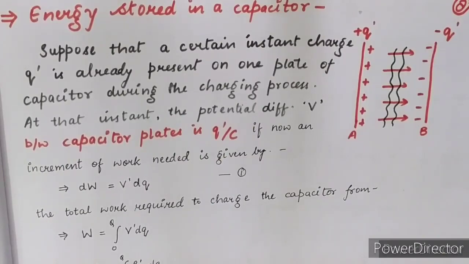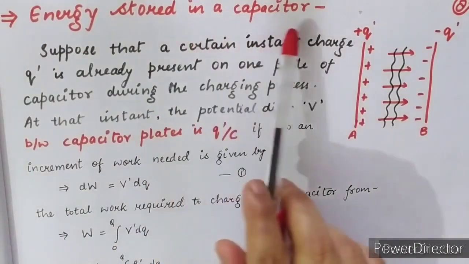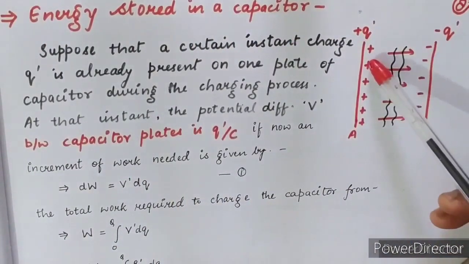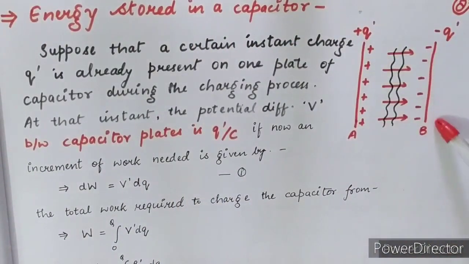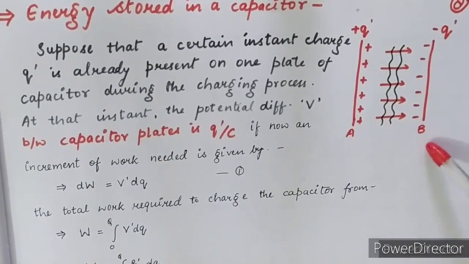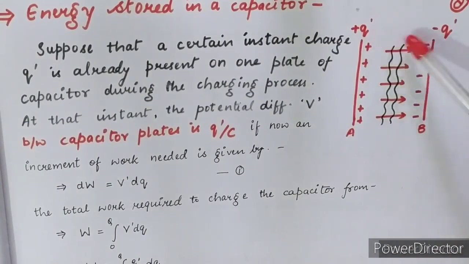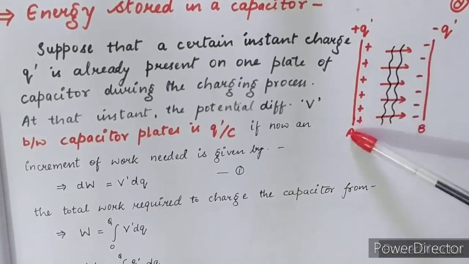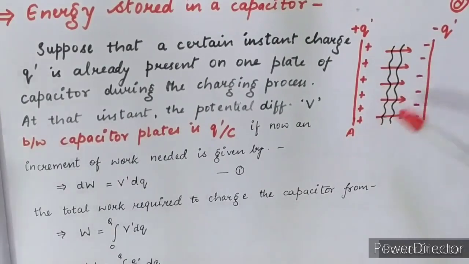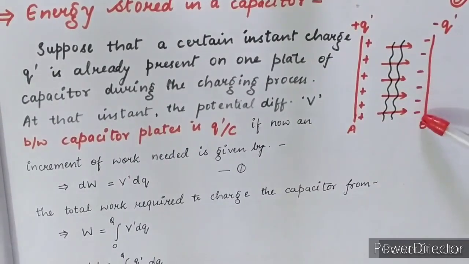So for the energy stored in a capacitor, we take a parallel plate capacitor with two plates, A and B. One has a plus Q dash charge, and the other has a minus Q dash charge. Means one plate has positive charges and the other has negative charges. We know that charges move from positive to negative, so they move from here to the other plate.